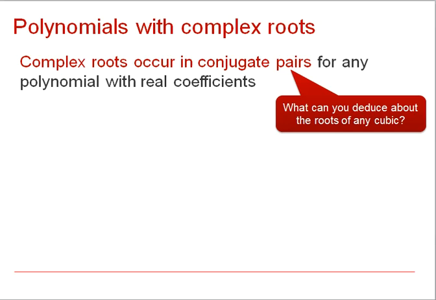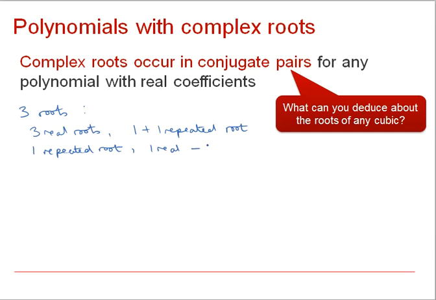Moving on, you might want to stop and think about what can you deduce about the roots of any cubic equation? A cubic equation will have three roots. The options for this are three real roots, one real and one repeated real root, one repeated root as in repeated 3 times, or one real plus one complex conjugate pair.